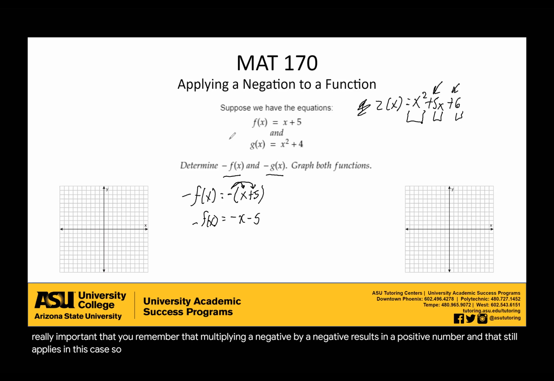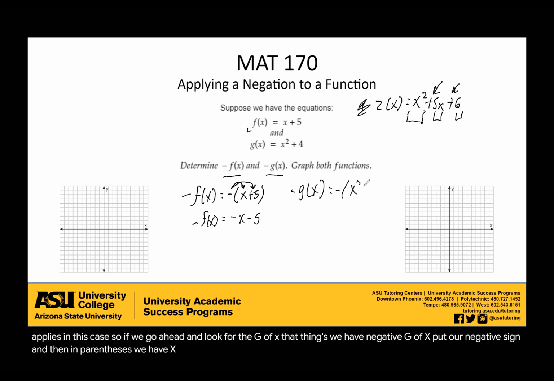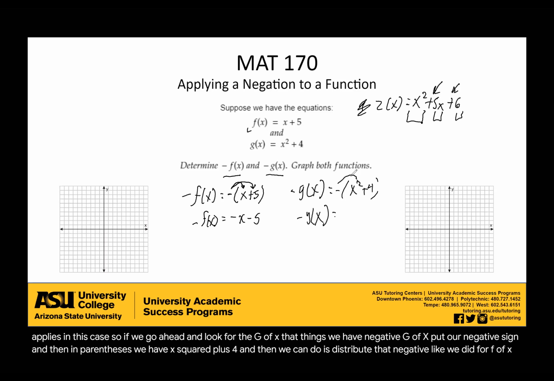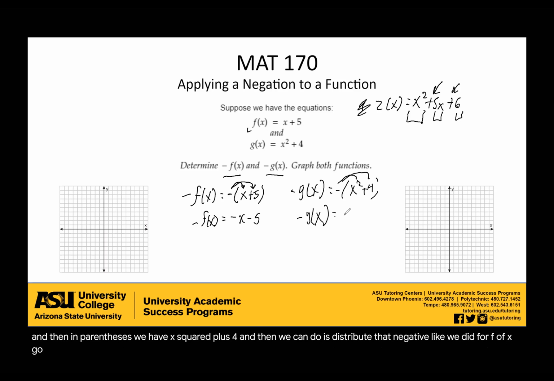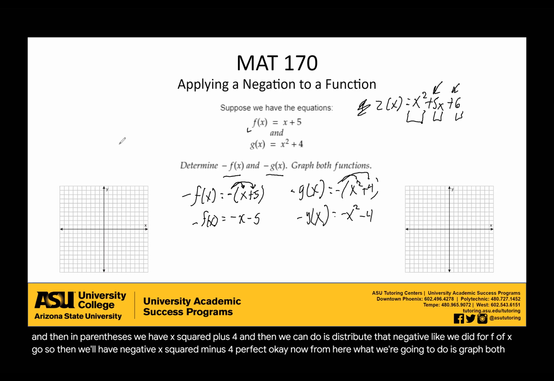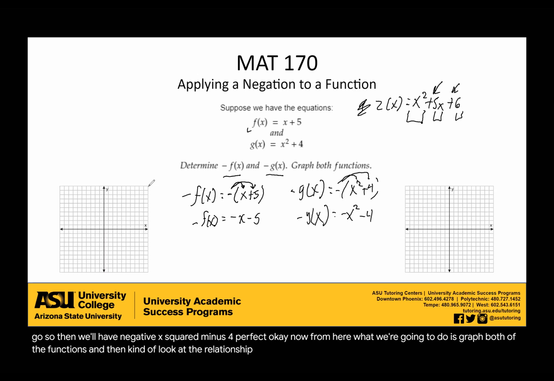So if we go ahead and look for the g of x, we'll just do the same exact thing. So we have negative g of x, put our negative sign, and then in parentheses, we have x squared plus 4. And then what we can do is distribute that negative like we did for f of x. And then there we go. So then we'll have negative x squared minus 4. Perfect. Okay, now from here what we're going to do is graph both of the functions and then look at the relationship between a regular function and then the negation of that function.